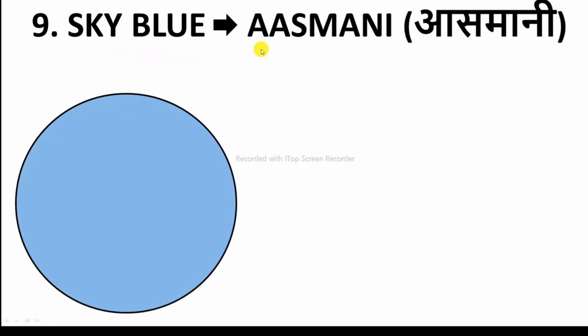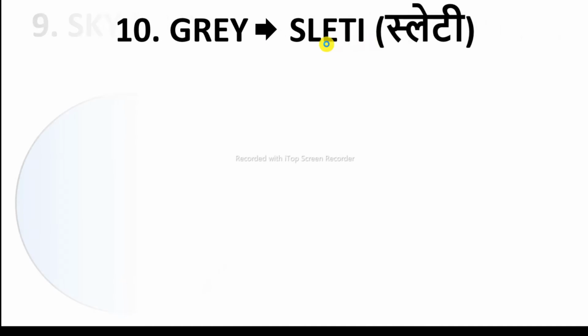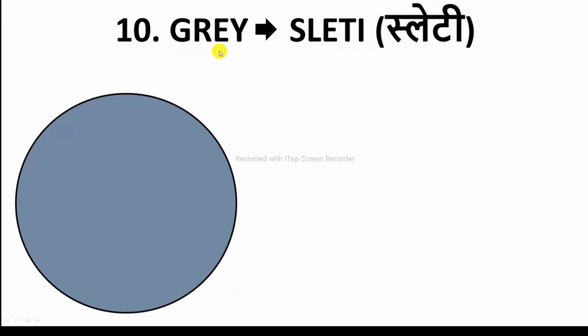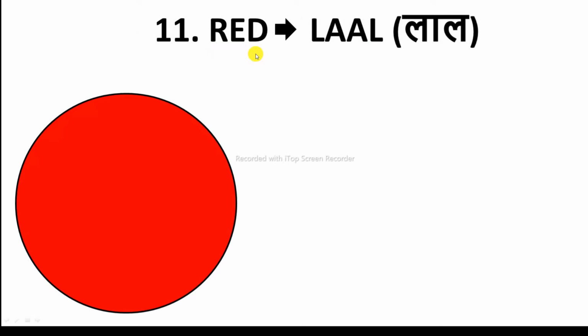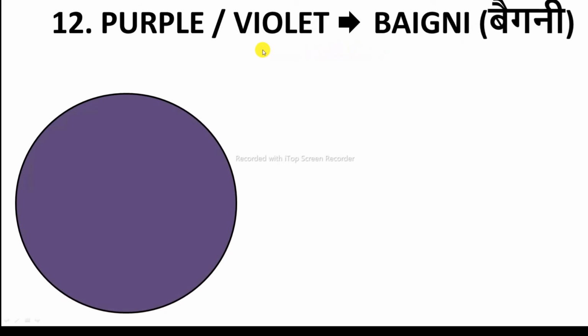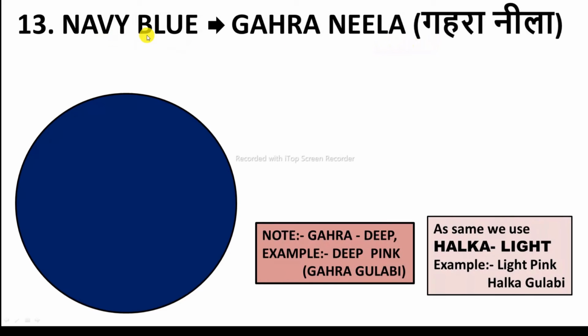स्काई ब्लू. आसमानी. ग्रे. स्लेटी. रेड. लाल. पर्पल और वॉलेट. बैंगनी. नेवी ब्लू. गहरा नीला.